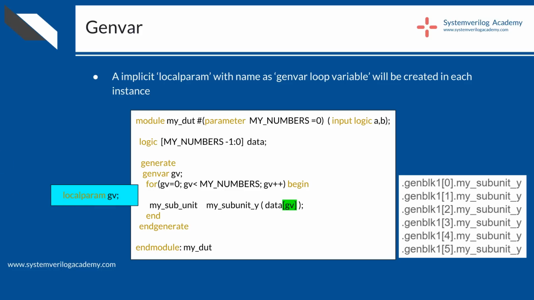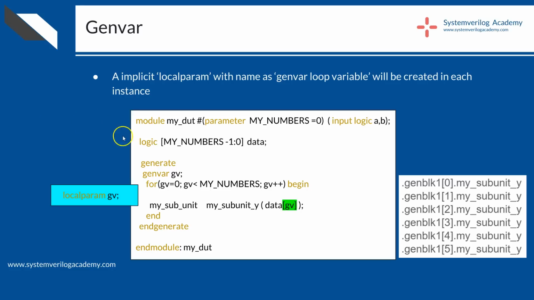This parameter can be used anywhere within the generate block that a normal parameter with an integer value can be used. Because this implicit localparam has the same name as the genvar variable, any reference to this name inside the loop generate block will be a reference to the localparam, not to the genvar. As a consequence, it is not possible to have two nested loop generate constructs that use the same genvar.